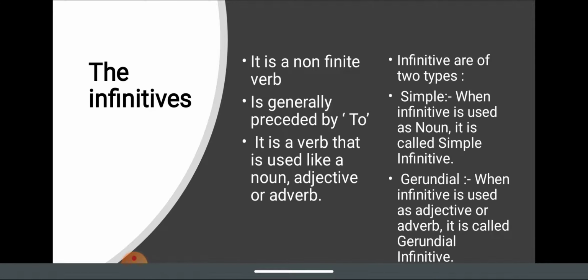The infinitive is also a non-finite verb, generally preceded by to. It is a verb that is used like a noun, adjective or adverb in a sentence. Infinitives are basically of two types: simple infinitive and gerundial infinitive. One more type is to plus infinitive. When the infinitive is used as a noun, it is called simple infinitive, meaning only the first form comes in the sentence.